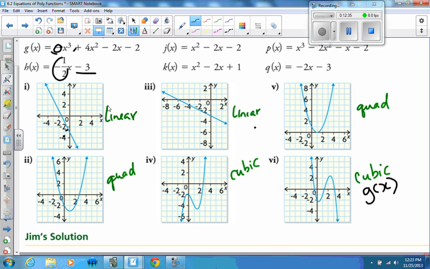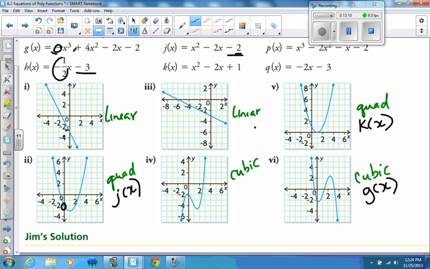So j of x is x squared minus 2x minus 2. We're going to look for our quadratics, which is our 2 and 5, okay? X squared is a positive leading coefficient, so they're both opening up. Negative 2 is where it crosses at the y-axis. This one crosses at negative 2, this one crosses at positive 2. So this one has to be j of x. Okay, k of x is the other quadratic, so this one has to be k of x by elimination.